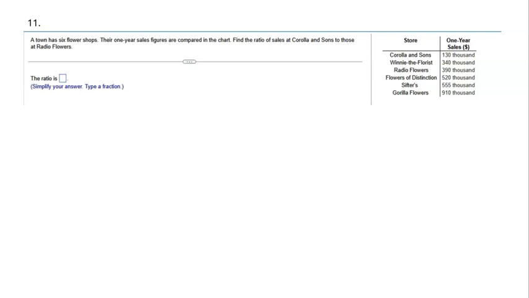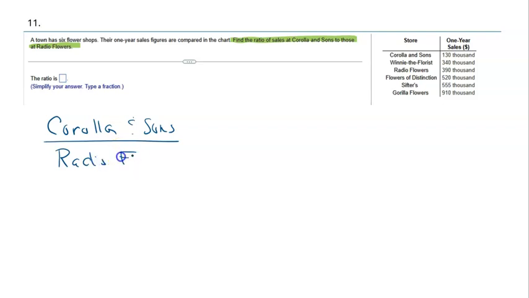The town has 6 flower shops. Their 1-year sales figures are compared in the chart. Find the ratio of sales at Corolla and Sons to those at Radio Flowers. So once again, don't let this overwhelm you. Notice that it gives you a ratio. Let's write that in words. Okay, so find the ratio of sales at Corolla and Sons. So that's listed first. So Corolla and Sons to those at Radio Flowers. So to Radio Flowers.